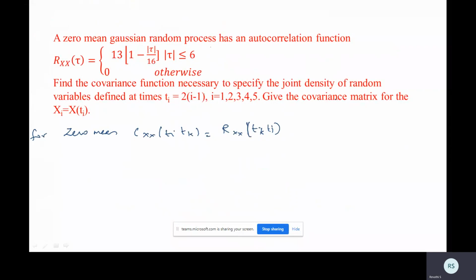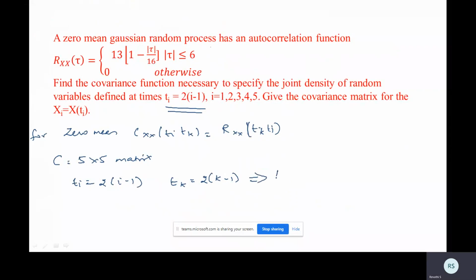So now what we want to find? We want to find the density function, that is covariance function for 5 time instances, 1, 2, 3, 4, 5. So therefore, please remember your C matrix will be 5 cross 5 matrix. So what are the values of K and I? K takes the value 1, 2, 3, 4, 5. I also takes the value 1, 2, 3, 4, 5. And they have defined the time instant. Similar to the first problem what we have seen, they have defined the time instant Ti equal to 2 times of I minus 1. You define another time instance Tk, which is equal to 2 times of K minus 1.